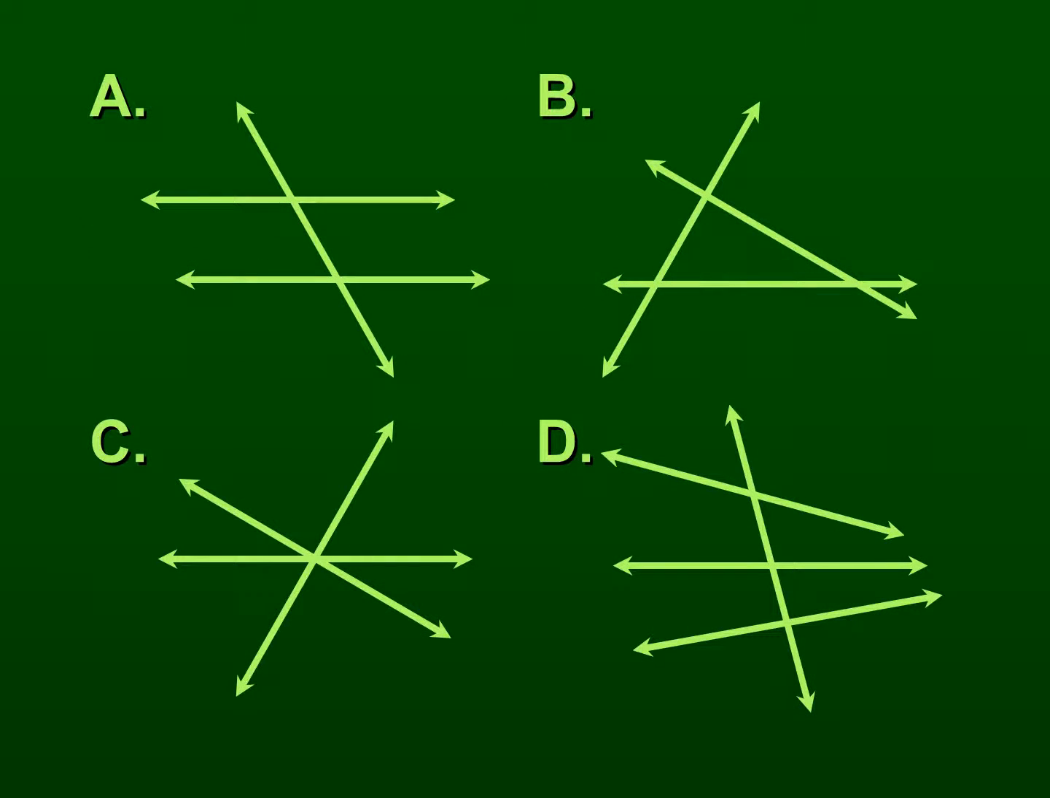So when we look at A, B, C, and D, A is a good example of a transversal, and so is B. However, C, because it is only intersecting at one point and not two points, would not be a transversal. Those are actually concurrent lines. And then D is another example of a transversal.